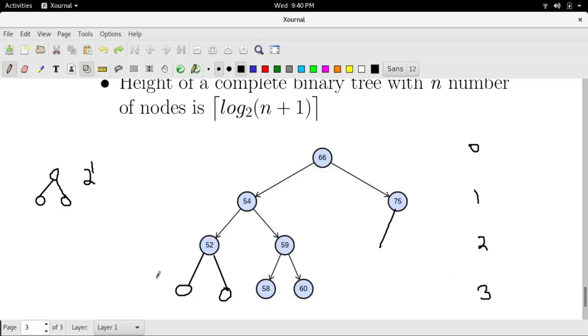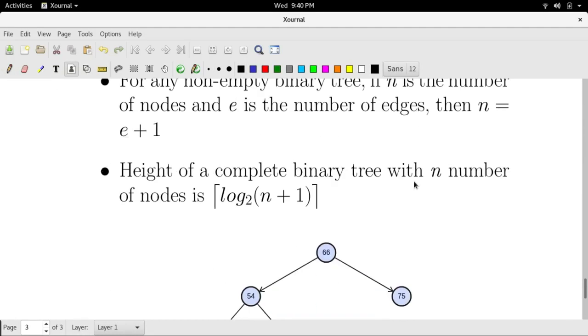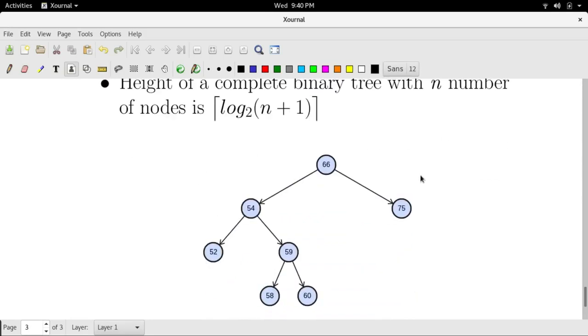Second property is minimum number of nodes possible in a binary tree of height h is h. So you need to find out. First we need to define height h of a tree. Height h of a tree is maximum number of nodes possible in a path starting from root to the leaf. If you take this example, the maximum number of nodes starting from root to leaf is 1, 2, 3 and 4. So for this example, the height of this tree is 4.